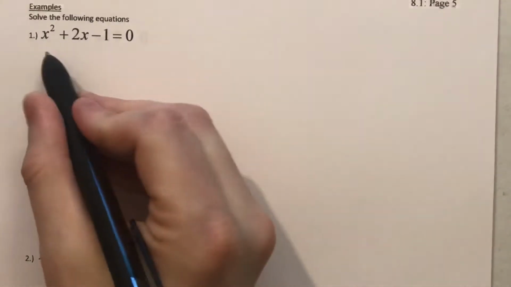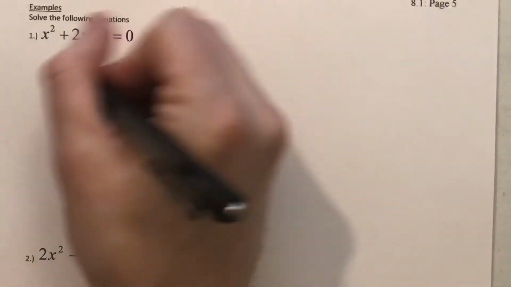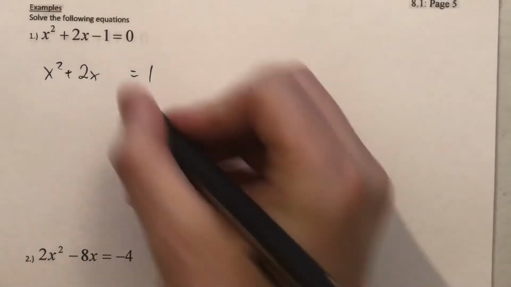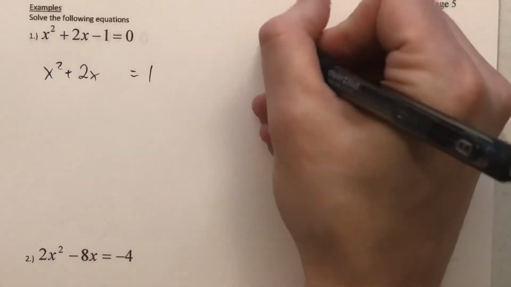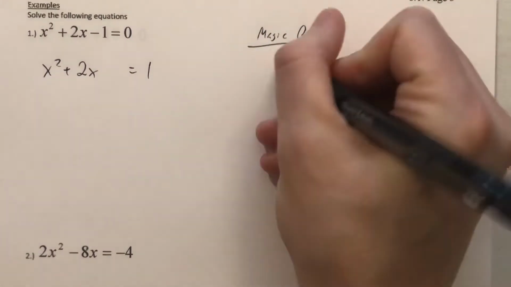All right, so we have everything on one side. We have a 1 out front. That's all great. So we will start with the moving of the constant. So I'll add the 1 on over. Now, to fill in this gap here, we will make our magic box.